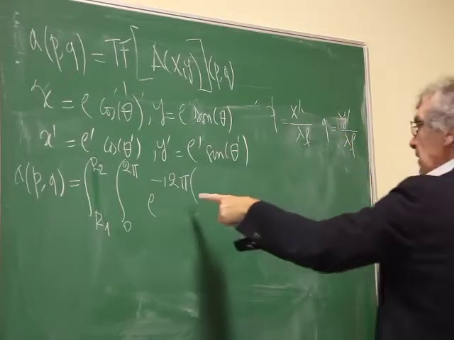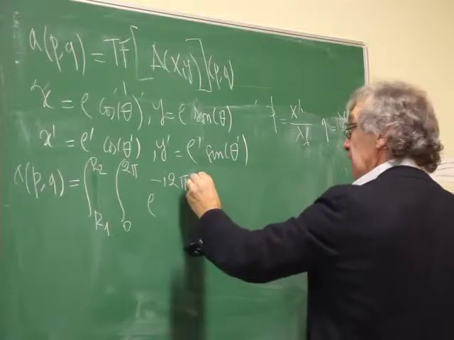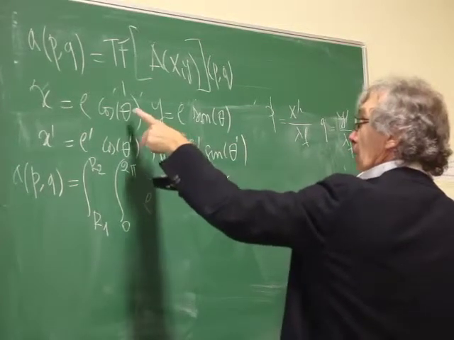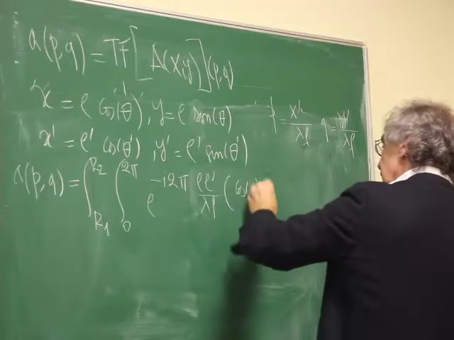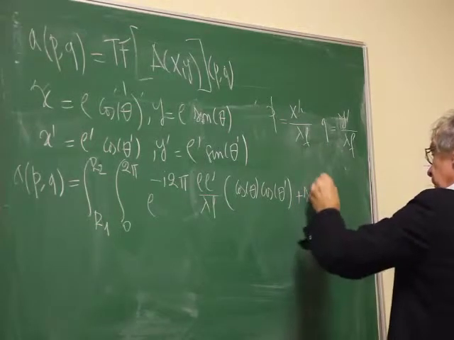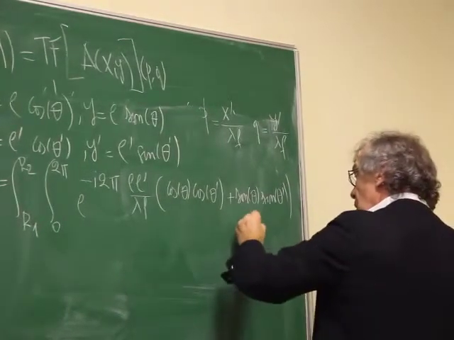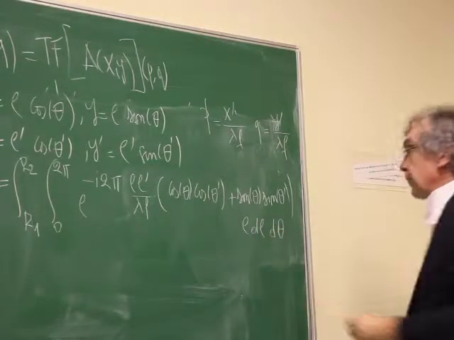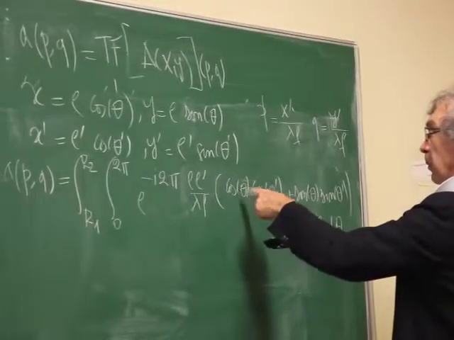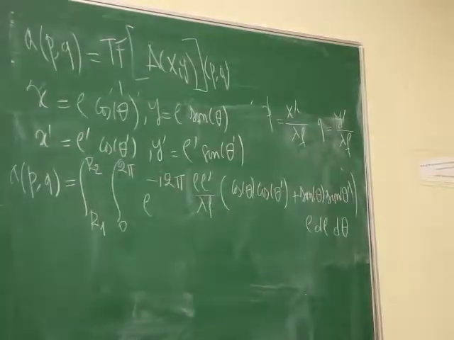So it means that here I will have minus i 2 pi, then rho prime over lambda f times cos theta prime plus sine theta prime. And that's not all. Times rho d rho times d theta. So you see, here I had p times x, where x prime is given by that expression. So here it comes.